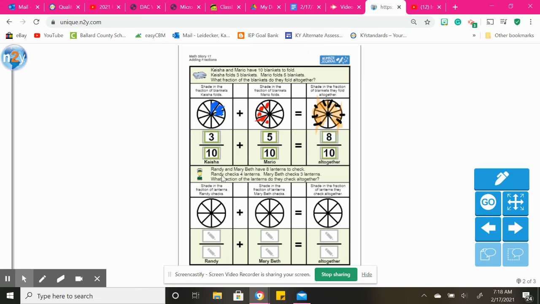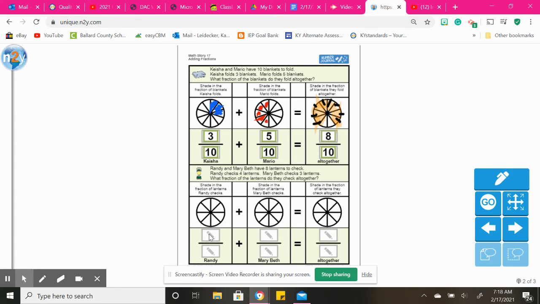Next, Randy and Mary Beth have 8 lanterns to check. Randy checks 4, Mary Beth checks 3. So for Randy, we have to make sure we have the same denominator, so the same amount of parts. 1, 2, 3, 4, 5, 6, 7, 8. So 8, Randy checks 4.